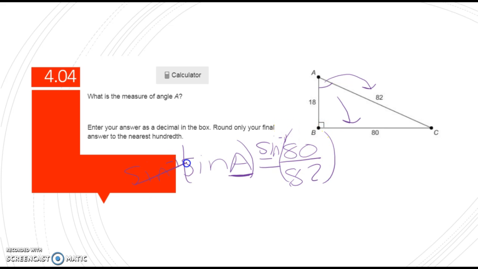And what that does is it undoes the sine on the left side. It's like canceling it out. It's like how division undoes multiplication or square rooting undoes square. It undoes the sine. So we just have the angle A.